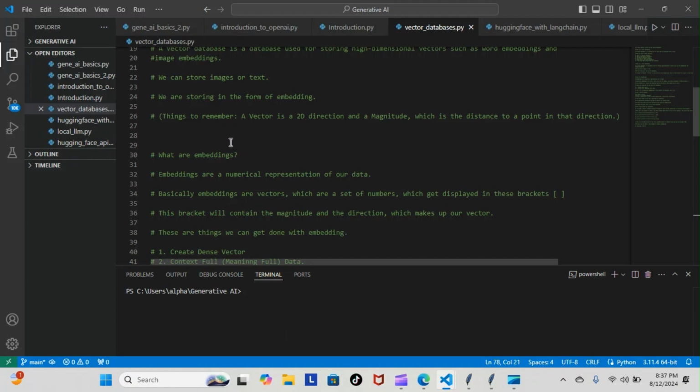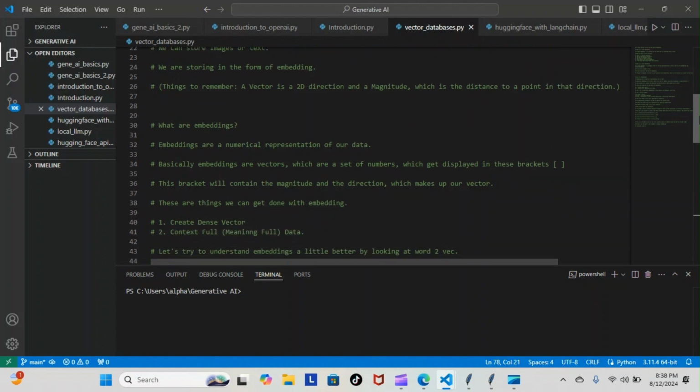I think yesterday we went over, I forget what we went over yesterday, but we're going to pick up with embeddings here tonight. So what are embeddings? Embeddings are a numerical representation of our data. Basically, embeddings are vectors, which are a set of numbers which get displayed in these brackets here. Now, these brackets will contain the magnitude and the direction, which makes up our vector. Now, these are things we can get done with embedding. We can create dense vectors, and we have contextful or meaningful data. So let me move down some.